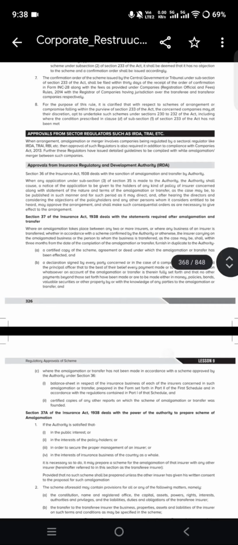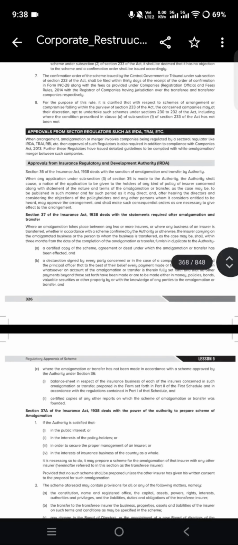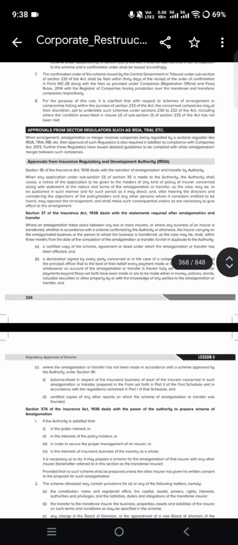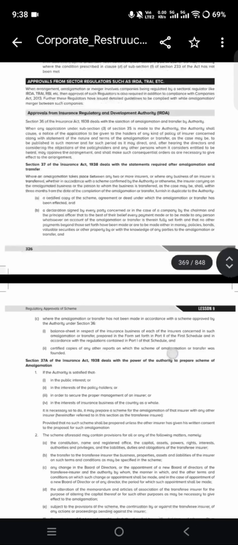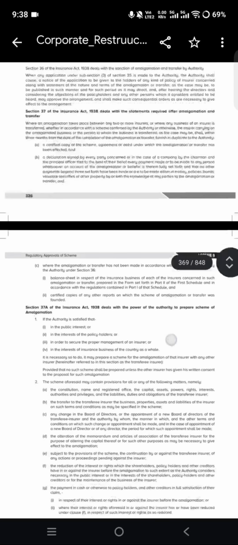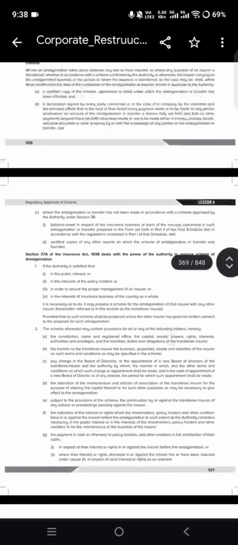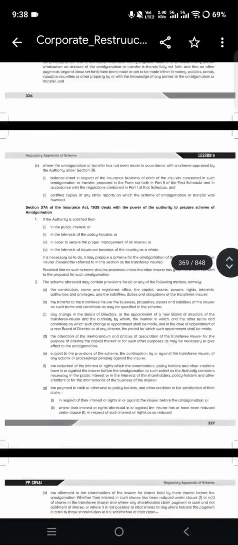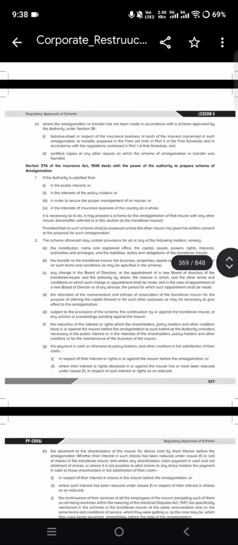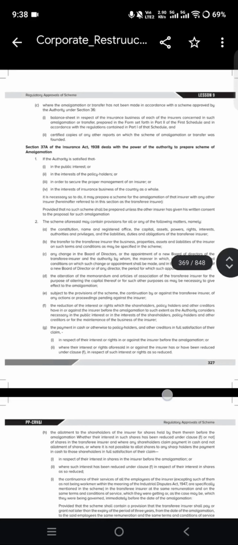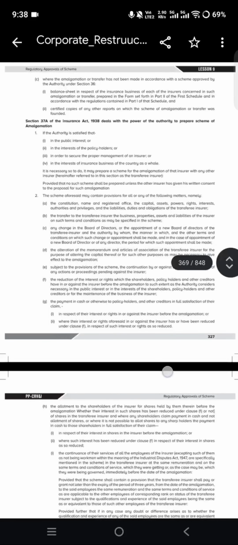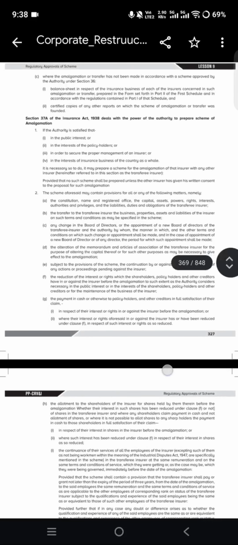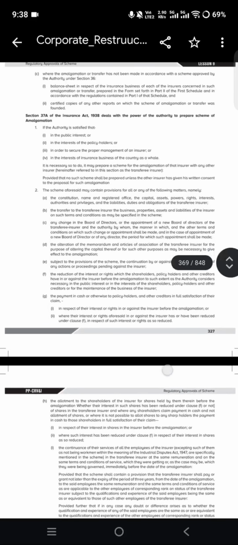In respect of their interest or rights in or against the insurer before the amalgamation, or where the interest or rights aforesaid in or against the insurer have been reduced, then in respect of such interest or right as so reduced, the allotment to the shareholders of the insurer, for shares held by them therein before the amalgamation, where their interest in such rights has been reduced, of shares in the transferee insurer, and where any shareholder claims payment in cash and not allotment of shares. So in the earlier clause we read that the IRDA may reduce the rights. For how much it has been reduced, they will get compensation. It may be in the form of shares or cash, however the policyholder or shareholder asks.